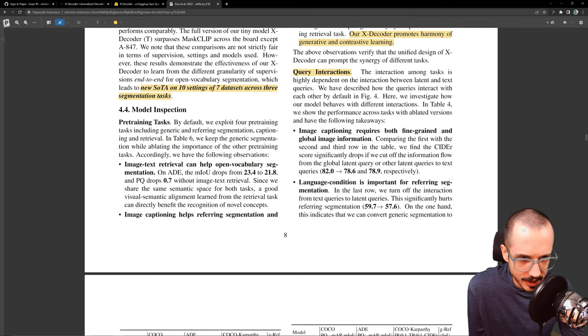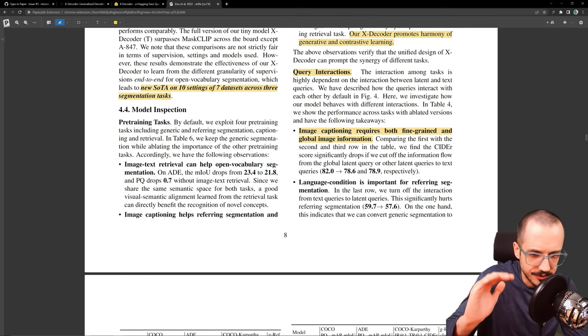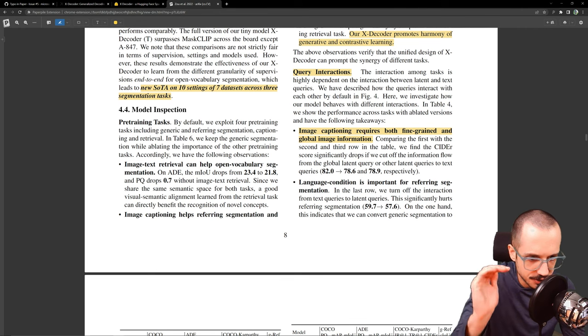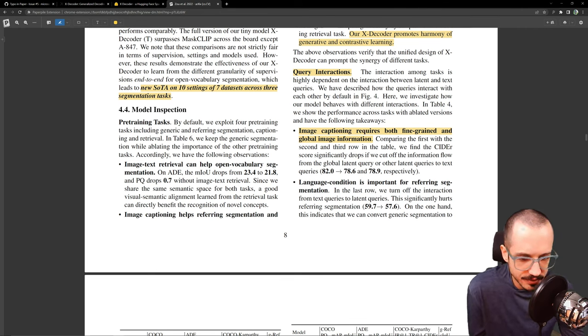Image captioning requires both fine-grained and global image information. So this is the justification for the, like, kind of feature pyramid, I think, having image features from different levels of the image encoder. Language condition is important for referring segmentation.